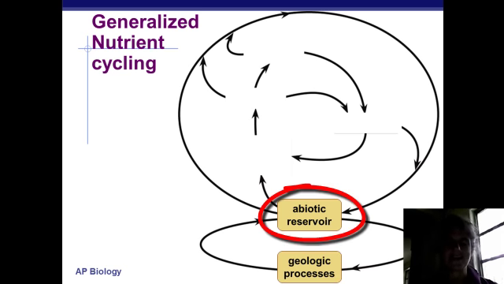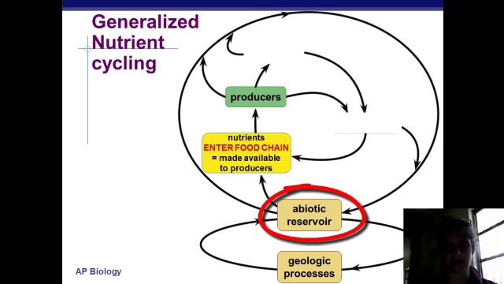Abiotic reservoir means a non-living reservoir of some nutrient. Maybe we are talking about carbon, or maybe we are talking about oxygen, or something like that. There is an abiotic place where you can get that. Maybe it's the air. And there are geologic processes that don't even involve living things that allow those things to cycle through certain transformations without life being present, but that's not really what we're interested in here. So there is this abiotic source, some geologic source for some nutrient, and somehow that nutrient enters the food chain, usually by being made available to some producer.